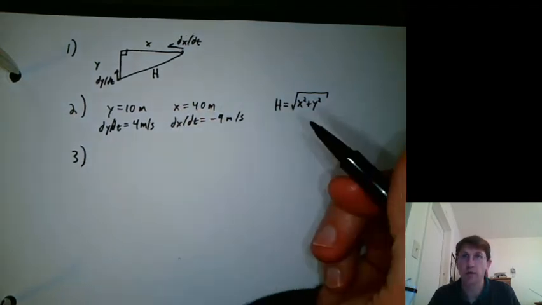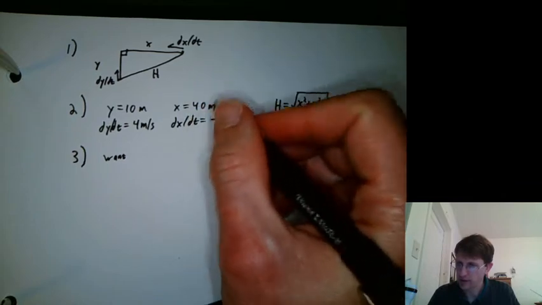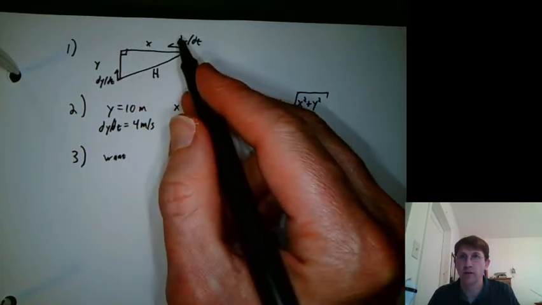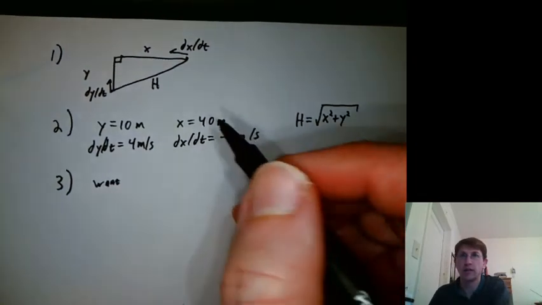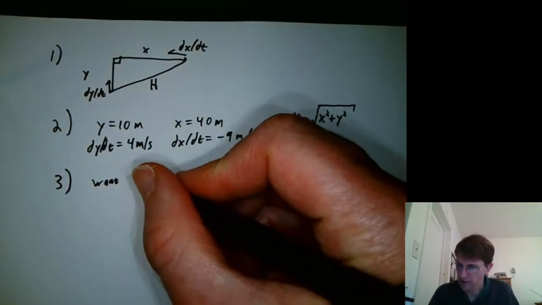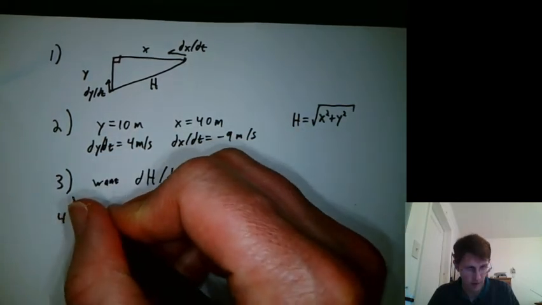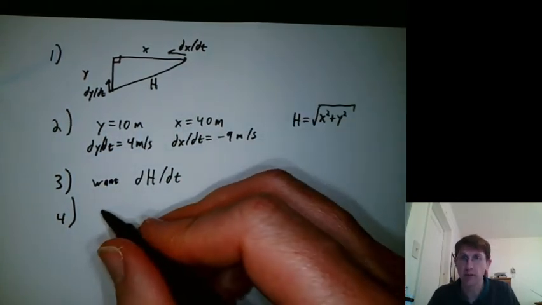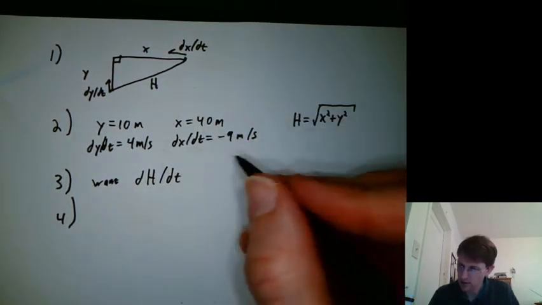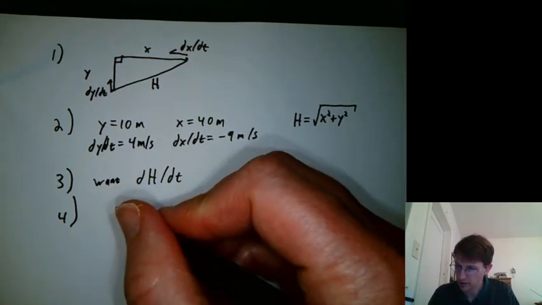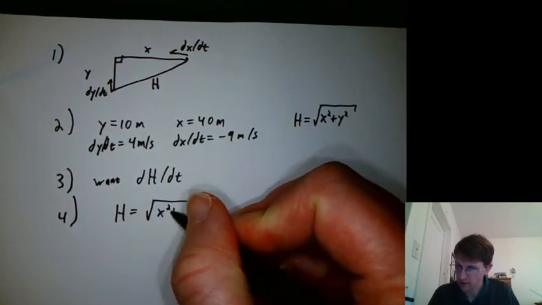Step 3, what do we want to know? We said, given how fast the bike is moving along the road, what's the rate of change of the distance that the radar observes? So that was dh/dt. Step 4, write a formula or equation for the situation, but don't plug in the values we know yet. We actually just wrote that here. h equals the square root of x squared plus y squared.